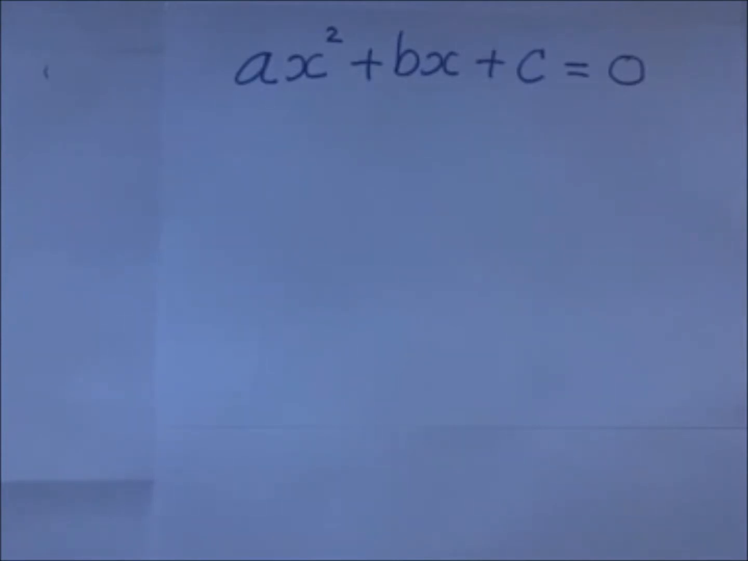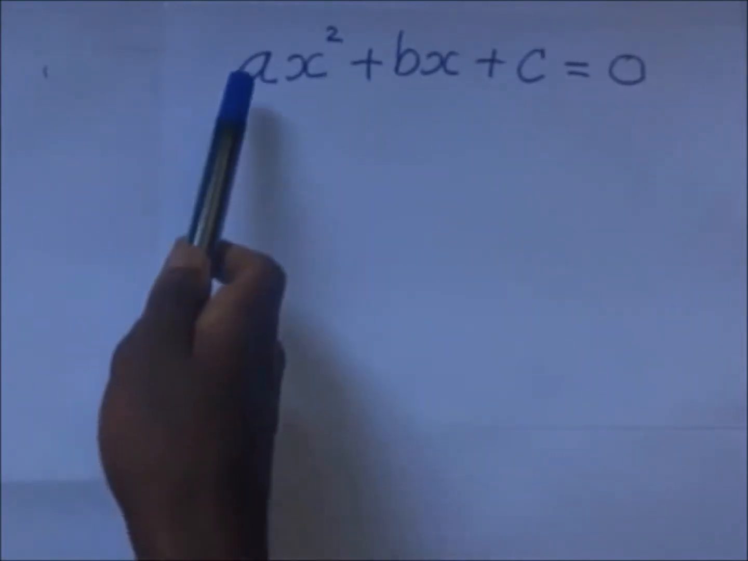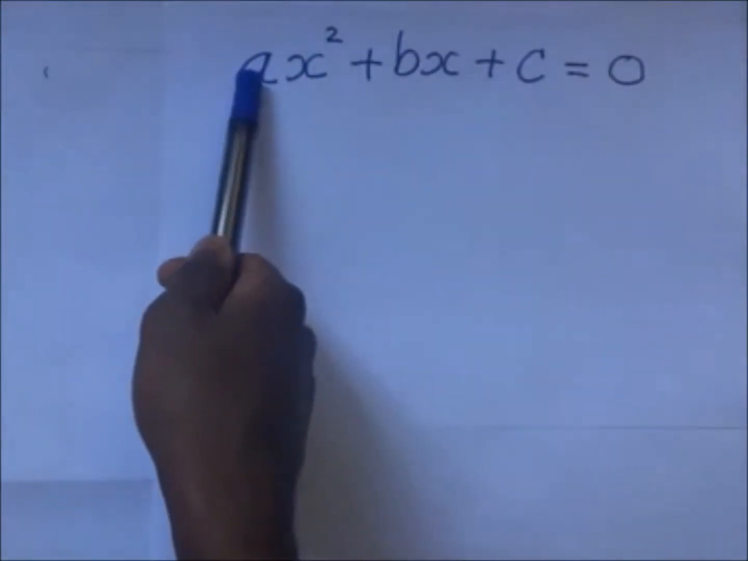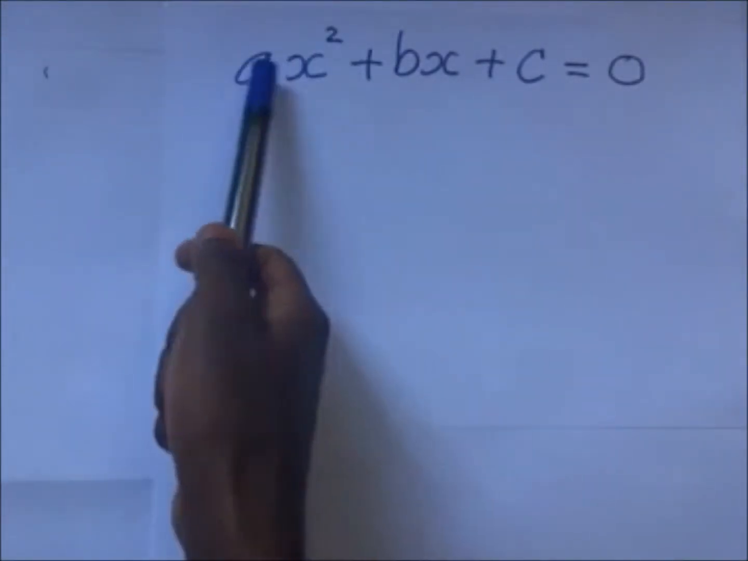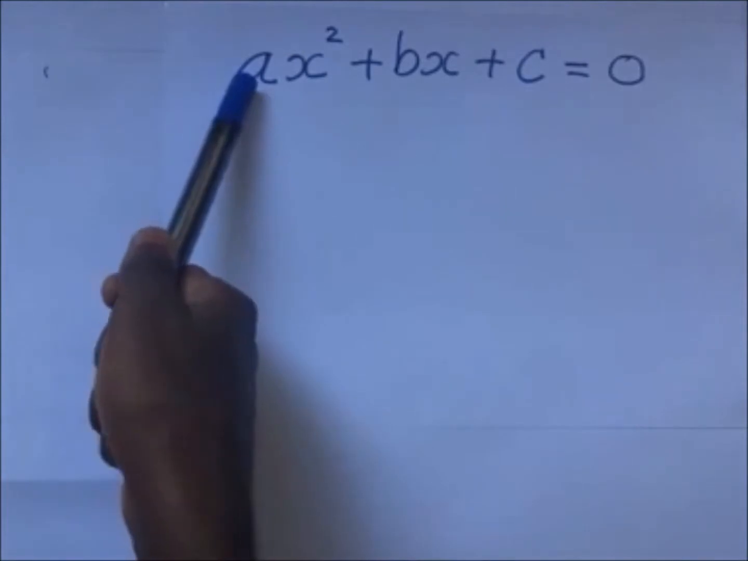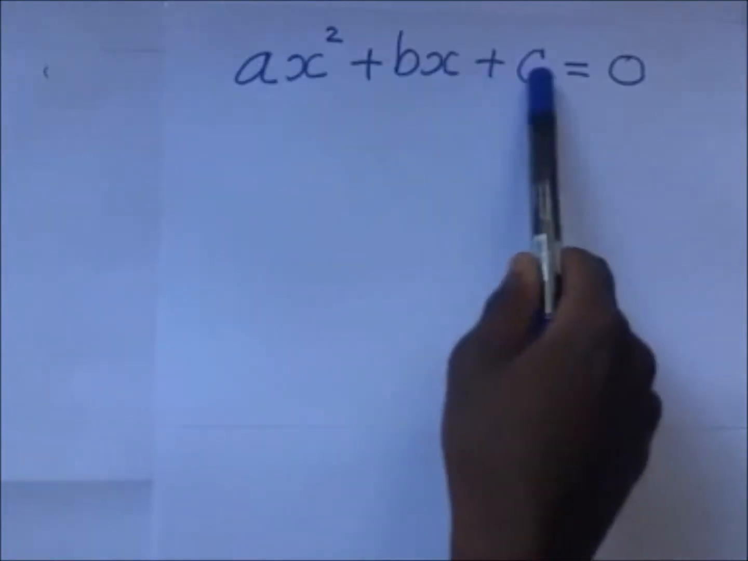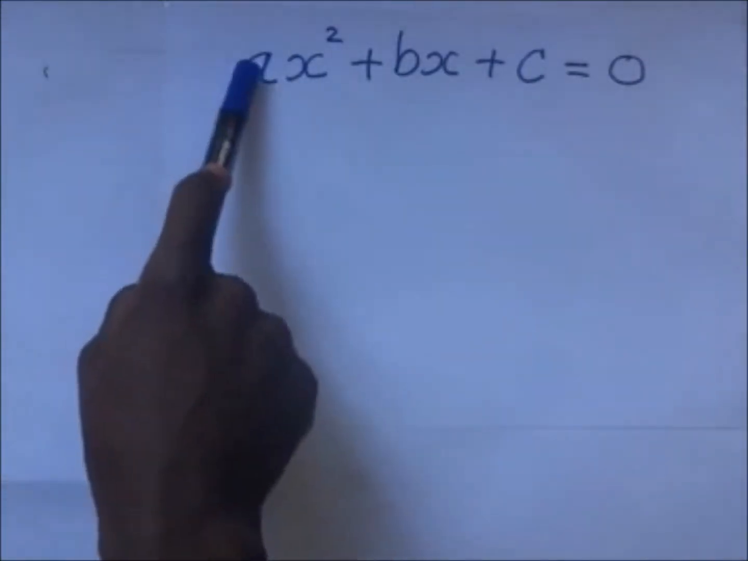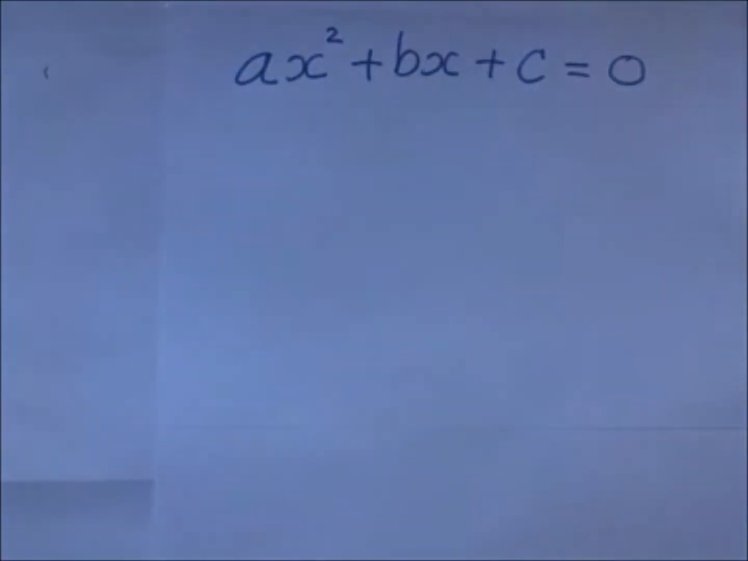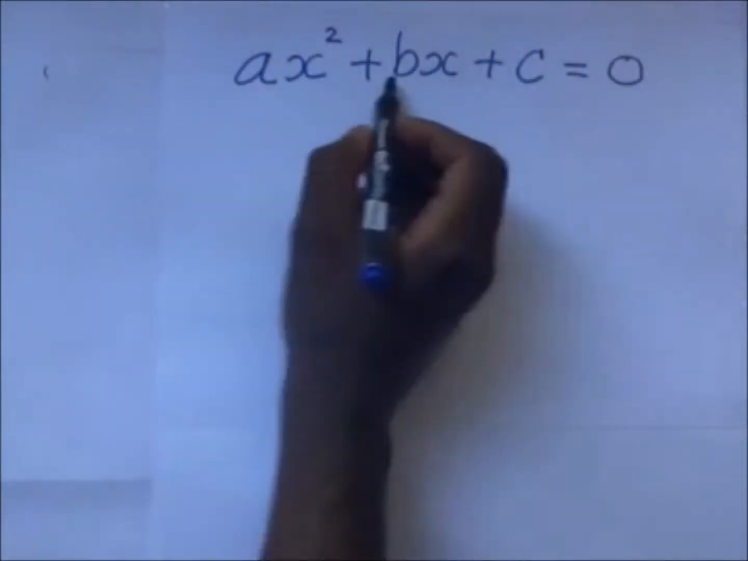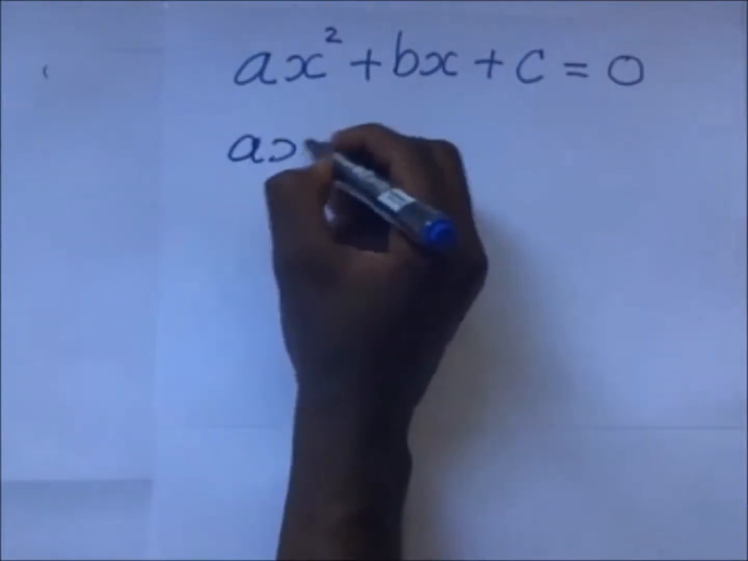So first of all, when we are completing squares, we always have to make sure that the coefficient of x squared is 1. If the coefficient of x squared is not 1, it means that we are supposed to first divide through all these terms by that coefficient, so that here it is 1. So in our next step we are going to divide through by a.